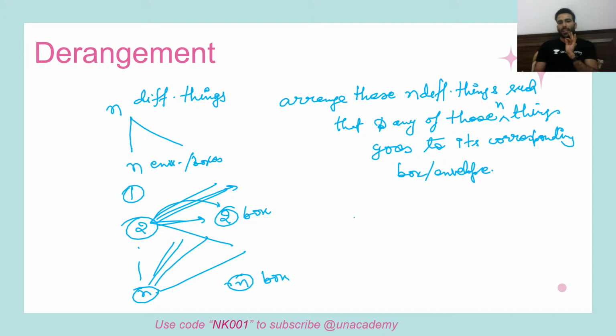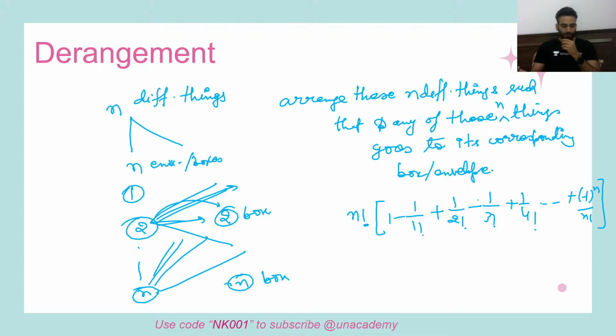So the formula, the number of ways what we get is n factorial times 1 minus 1 upon 1 factorial, plus 1 upon 2 factorial, minus 1 upon 3 factorial, plus 1 upon 4 factorial. It will keep continuing till minus 1 raised to n, upon n factorial. So this will continue like this. Okay. So this is the basic formula for your D arrangements. Now, if you have understood it completely, you have understood the concept. So let's solve a question.